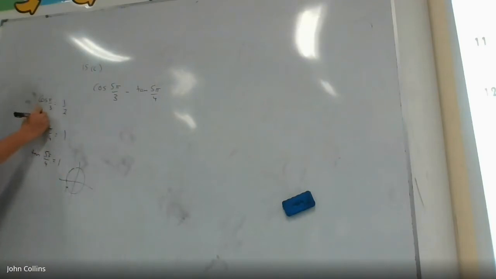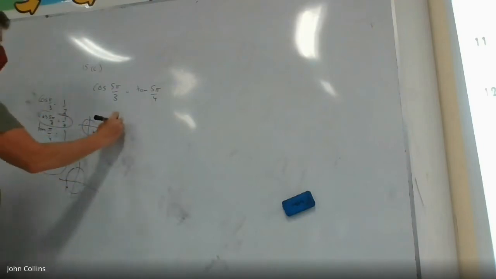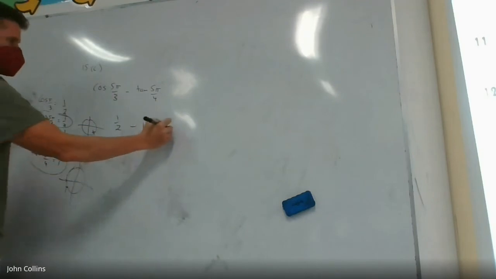And do the same for cosine 5 pi over 3. Let's see what quadrant that sits in. I think it's in the fourth one. 6 pi over 3 would be here, and 1 less would be there. So cosine there is also positive, isn't it? So these are our two values, a half and 1. A half minus 1 is minus a half.